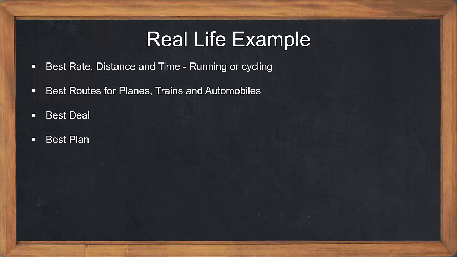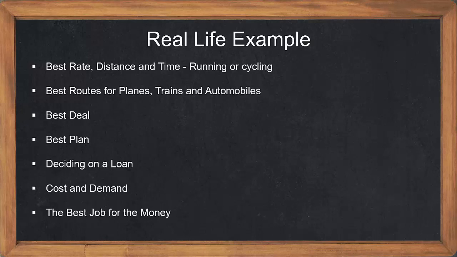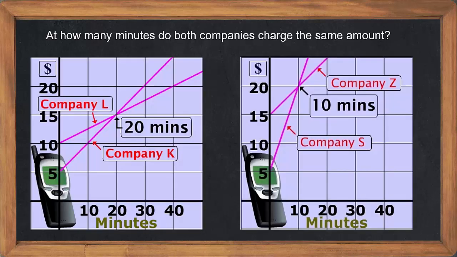In addition to that, it is used for finding the best deal, the best plan, and deciding on a loan, whether picking a loan at this particular time will end up in profit or loss. If you consider the manufacturing field, it is used to find the cost and demand for a particular product. It is also used to find the best job for money. Let me explain a simple example.